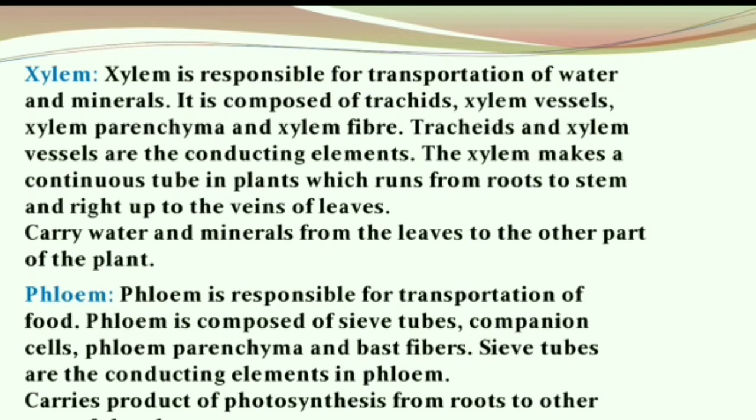So now what is the composition of xylem? Xylem is composed of tracheids, xylem vessels, xylem parenchyma and xylem fibre, whereas phloem is composed of sieve tubes, companion cells, phloem parenchyma and bast fibers. Now which is the conducting element in xylem and phloem? Xylem's conducting elements are tracheids and xylem vessels, whereas in phloem, sieve tubes are the conducting elements.